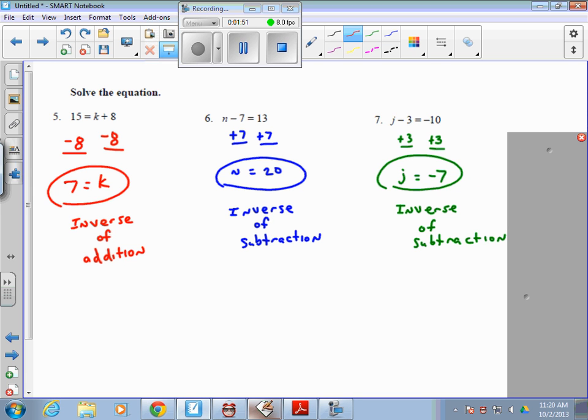J minus 3 equals negative 10. Undo minus 3 by adding it to both sides. Negative 10 plus 3, opposite sign, subtract the absolute values. 10 minus 3, you get 7. And 10 is farther from 0. Its sign is negative, so that's why you keep 7 as a negative 7. J is negative 7, and again, the inverse of subtraction.